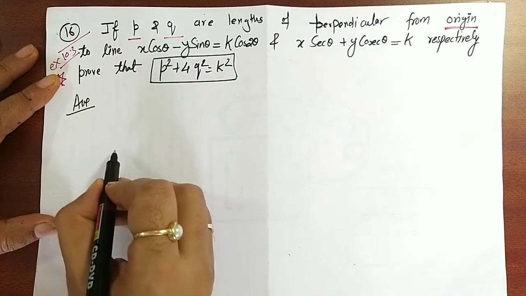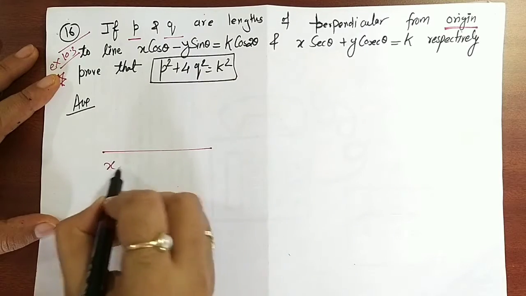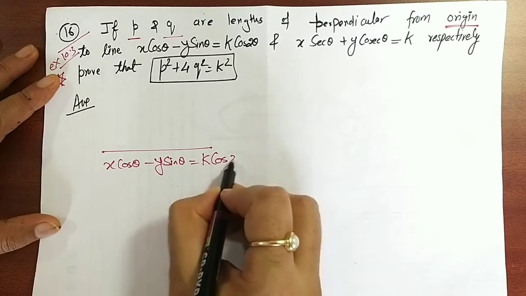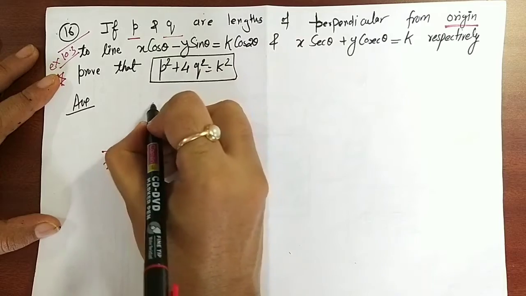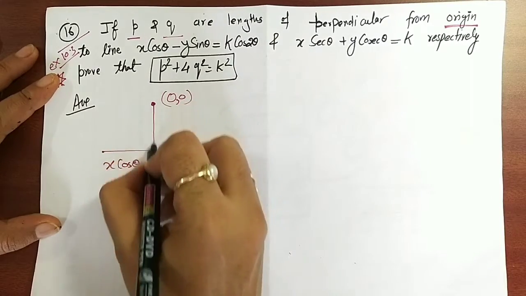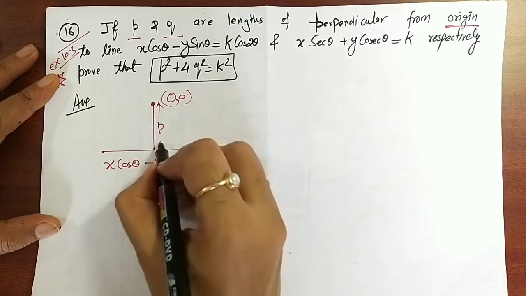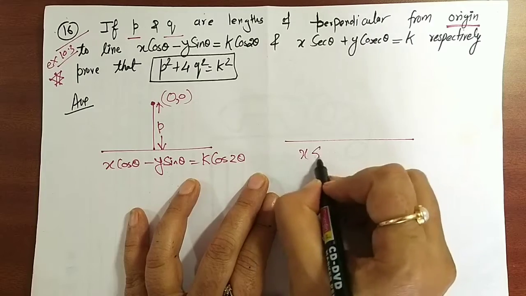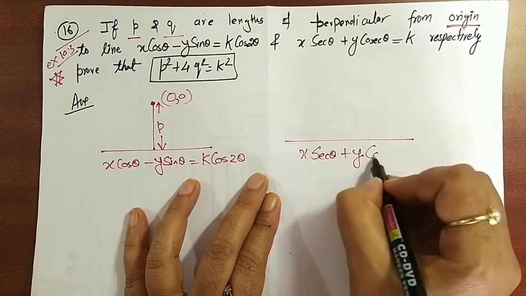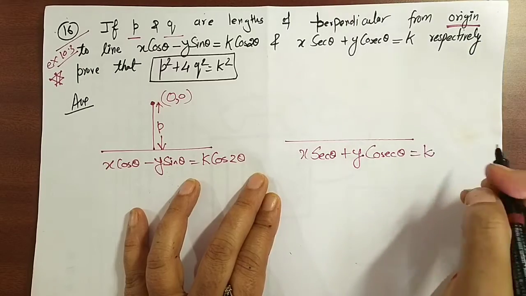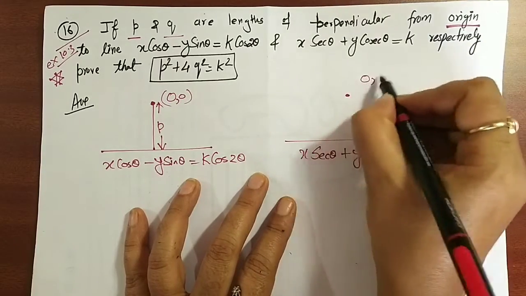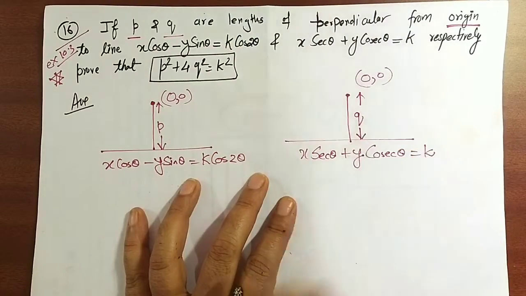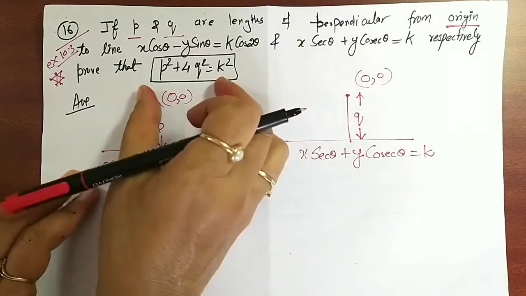So you can say there are two lines basically. One line is x cos theta minus y sin theta equals k cos 2 theta, and from origin (0, 0) there is a perpendicular and its length is P. Then there is a second line, x sec theta plus y cosec theta equals k, and the perpendicular from origin on this is q, the length. Using this information, we have to prove this.